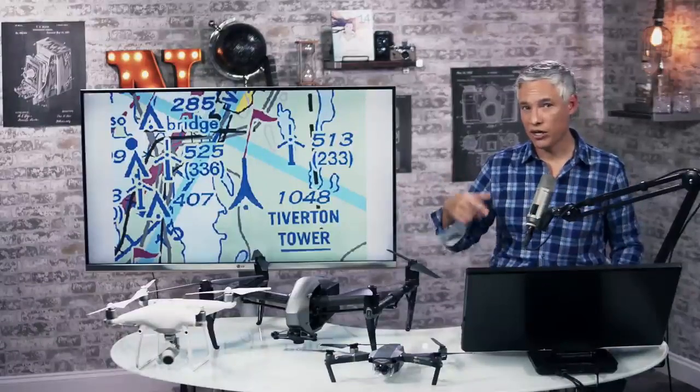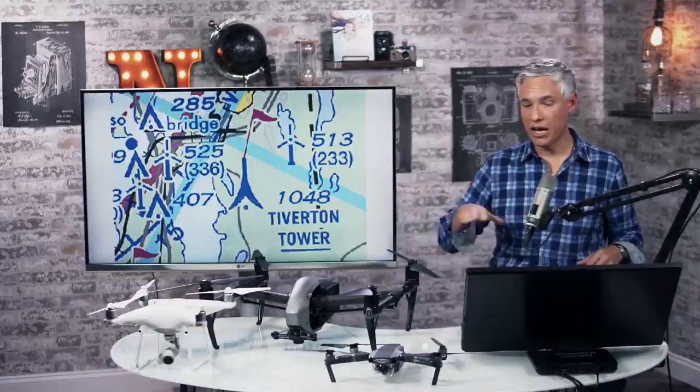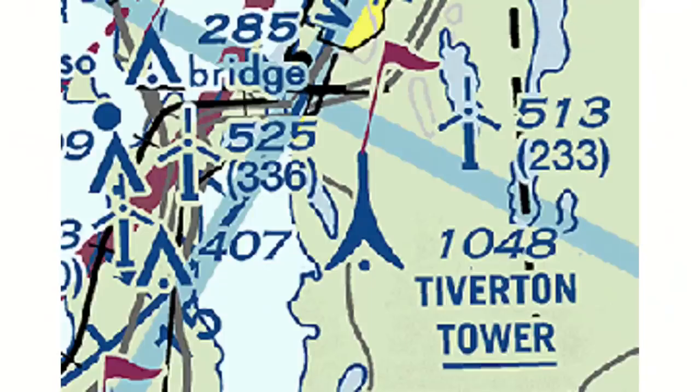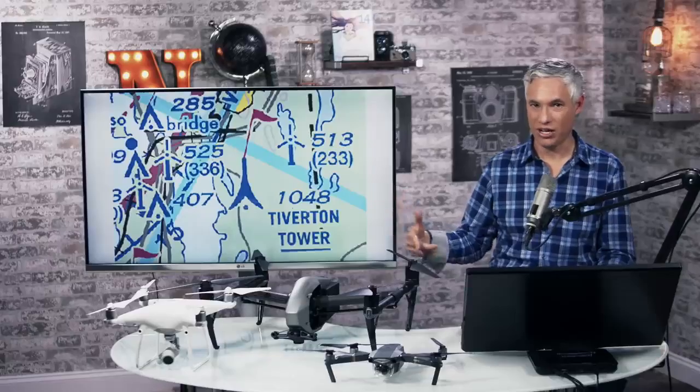You could also subtract those two numbers and figure out what the altitude of the ground level was at that particular point. It would be 513 minus 233. So what is that, like 280 would be the altitude. Those don't have the two zeros there. That tower is not at 51,000 feet.